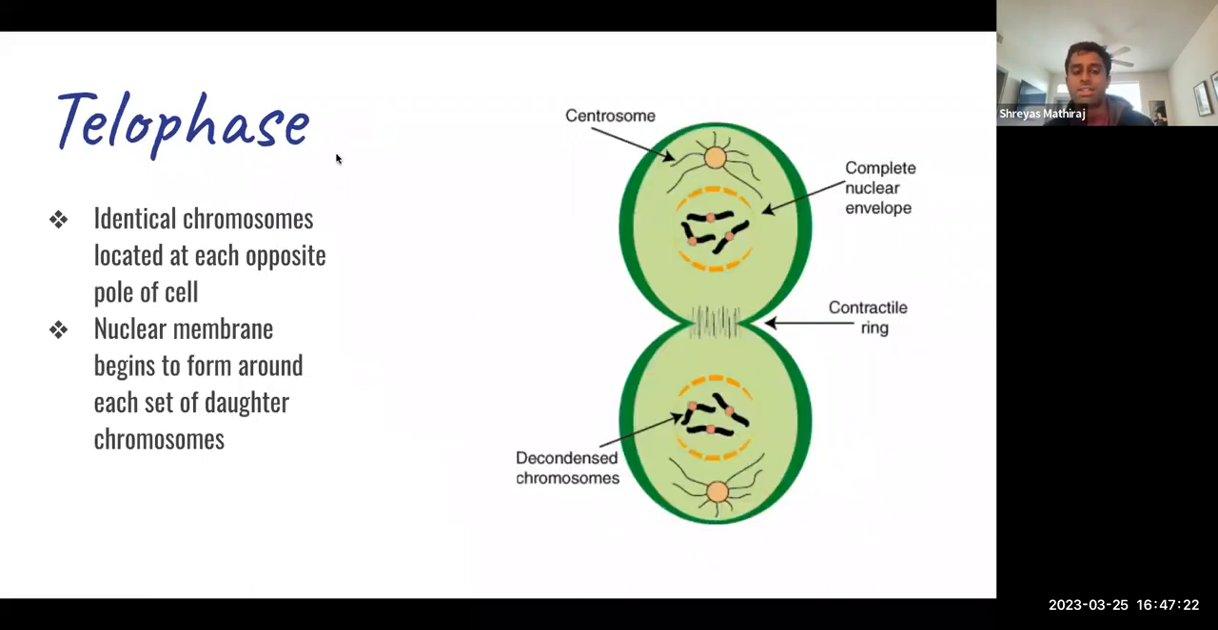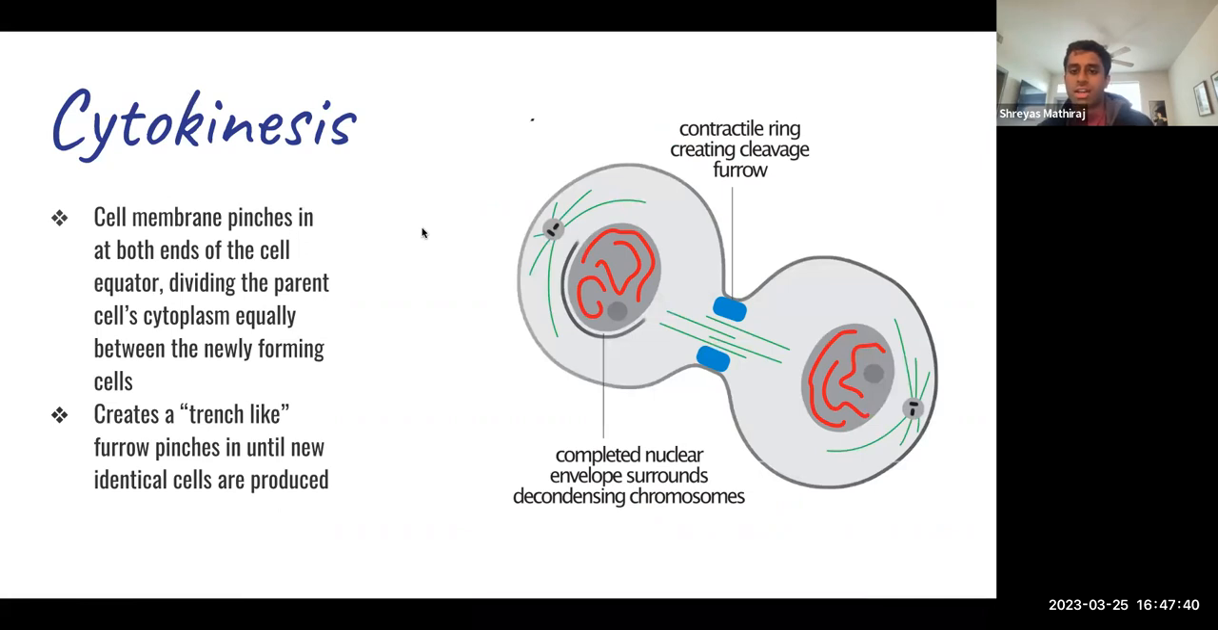Then we have telophase. This is where the identical chromosomes are located at each opposite pole of the cell. You can see the chromosomes go into the separate nuclei, and the nuclear membrane begins to form around each set of daughter chromosomes. And that goes along with cytokinesis, where the cells begin to separate by creating this cleavage furrow. This is the step where that one parent cell has now turned into two daughter cells, effectively creating two identical cells.